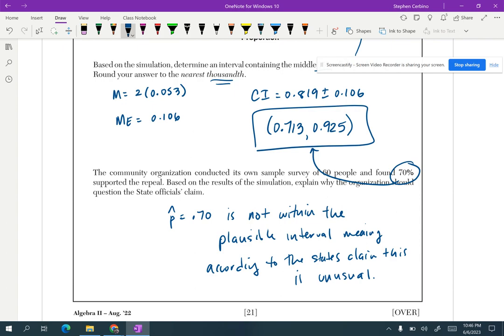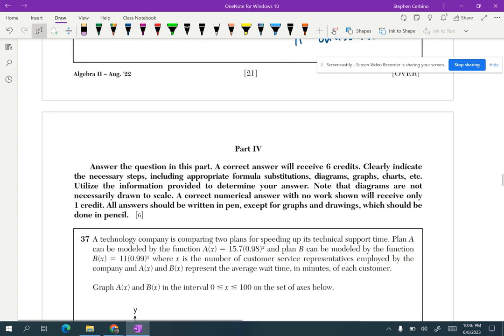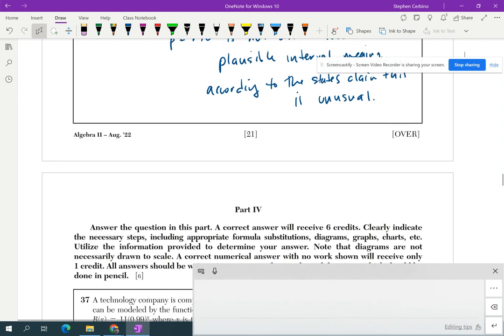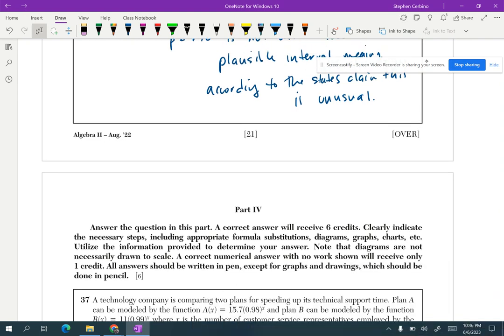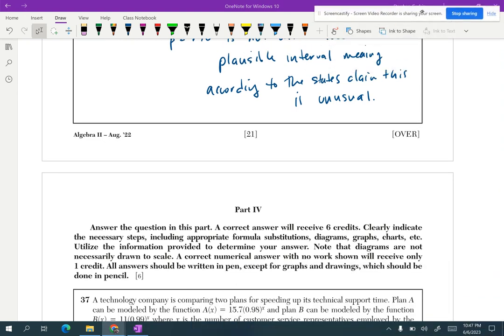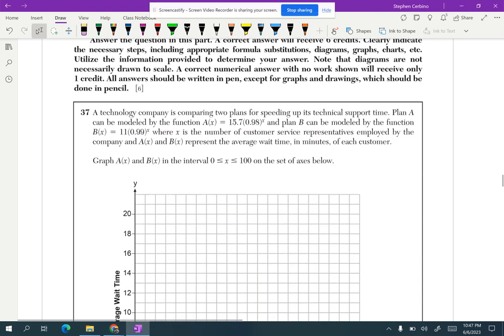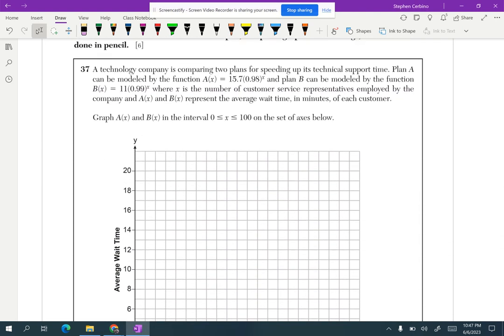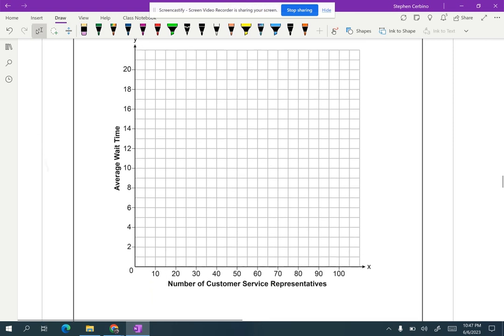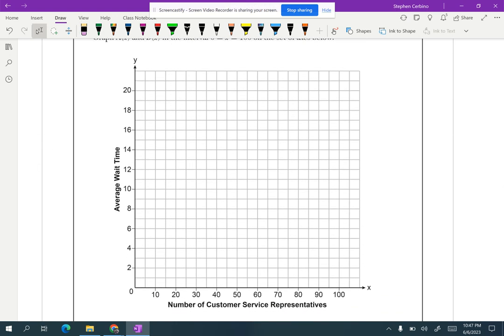All right, moving right along to the next problem, part 4. Remember, part 4 questions are worth the most points. They're worth 6 points. There's going to be a lot of things that you have to do for this question. First and foremost, you have to graph two different exponential functions, and they're a little bit funky, right? There's going to be some decimals. There's going to be some estimating of points that we have to do here. Luckily for us, they give us the scale, so we just have to follow the scale and go from there.